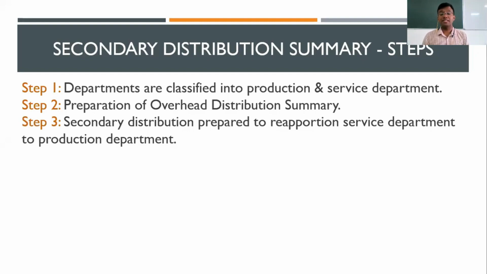Step 3, what would happen is secondary distribution summary is prepared. Now here, why are you preparing the secondary distribution summary? Secondary distribution summary is prepared here so that whatever cost that got assigned to the service department, it gets reapportioned back. So as a part of your second step, you have divided the overheads among the departments. Whatever overhead that has been assigned to the service department, it has to be now passed back to the production department. So step 3, you will be preparing the secondary distribution summary to reapportion the cost that has gone to the service department to the production department. So that is what is happening as a part of step 3.